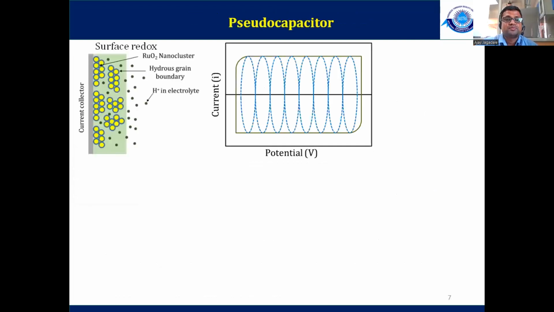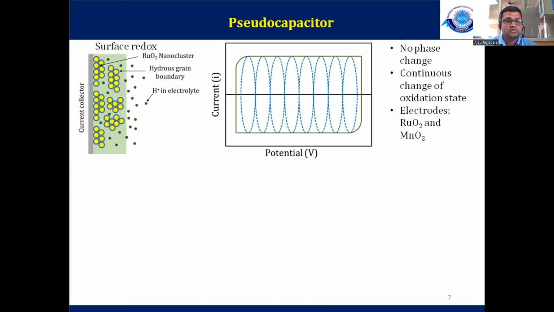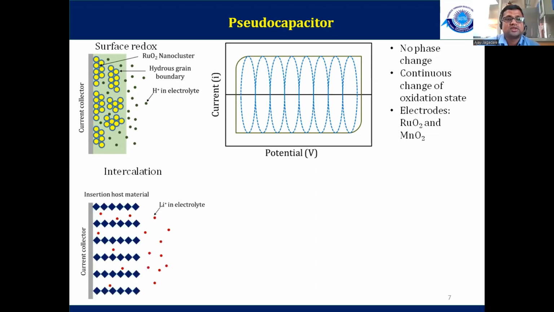Okay, so another mechanism is pseudocapacitive. The pseudocapacitive mechanism can be classified into three important mechanisms. The first one is surface redox reaction. Ruthenium oxide and manganese oxide are basically surface redox pseudocapacitive materials. And what is the difference between these materials and the other one, intercalation, I will talk about shortly.